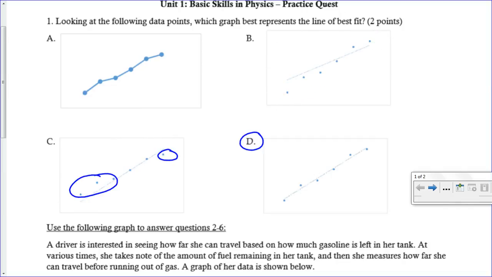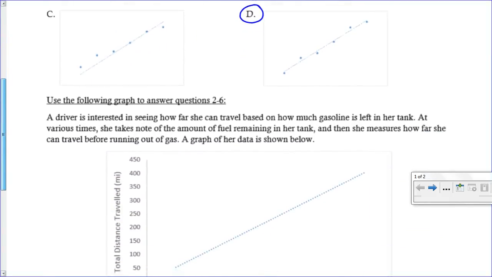If you look at A, the reason A is bad is simply connecting the dots there, and so that's not what we do when we do a line of best fit. So that is why A is wrong.